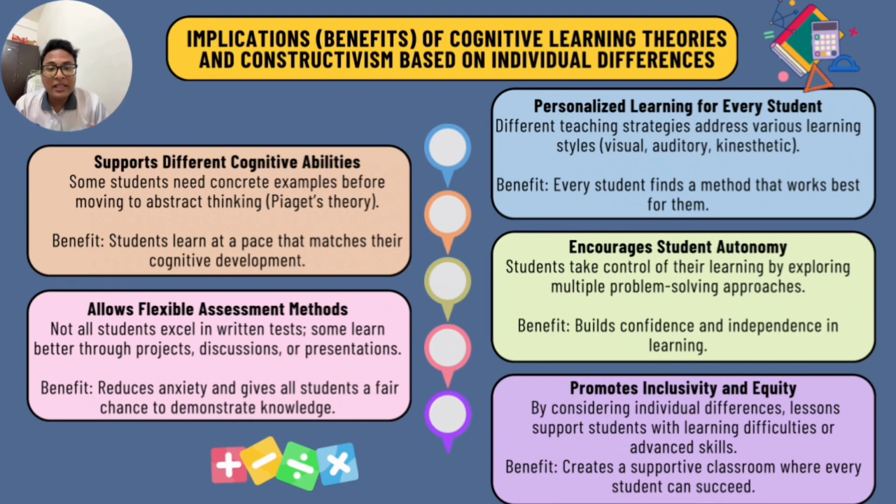And the third one is encouraging student autonomy. Students take control of their learning by exploring multiple problem-solving approaches. And the fourth one is allowing flexible assessment methods. And the fifth one is promoting inclusivity and equity.